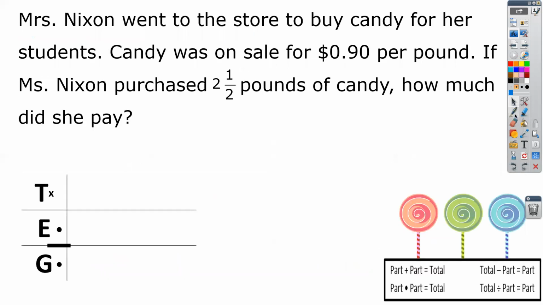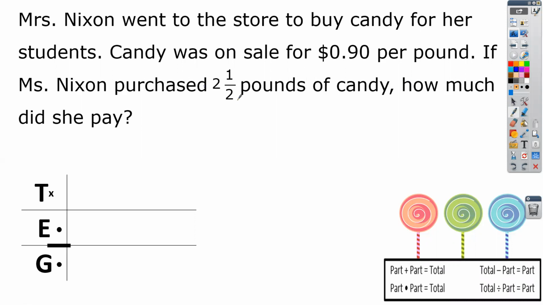So really quick, let's look at this last problem together. It says Mrs. Nixon went to the store to buy candy for her students. Candy was on sale for 90 cents per pound. If Mrs. Nixon purchased 2.5 pounds of candy, how much did she pay?